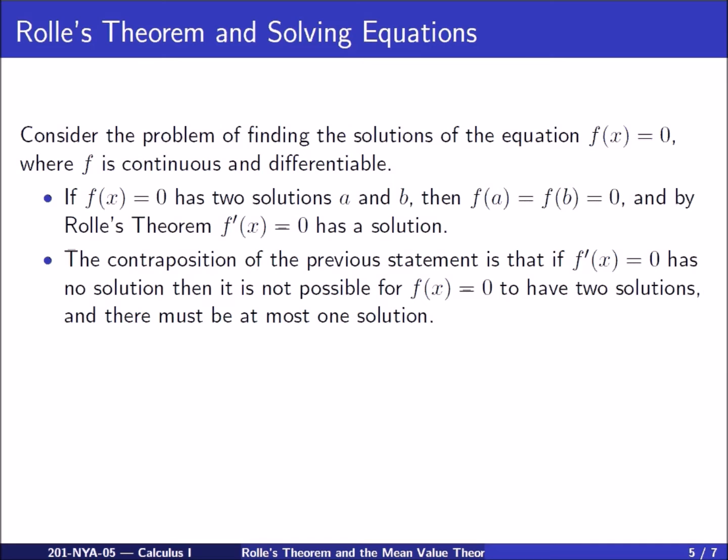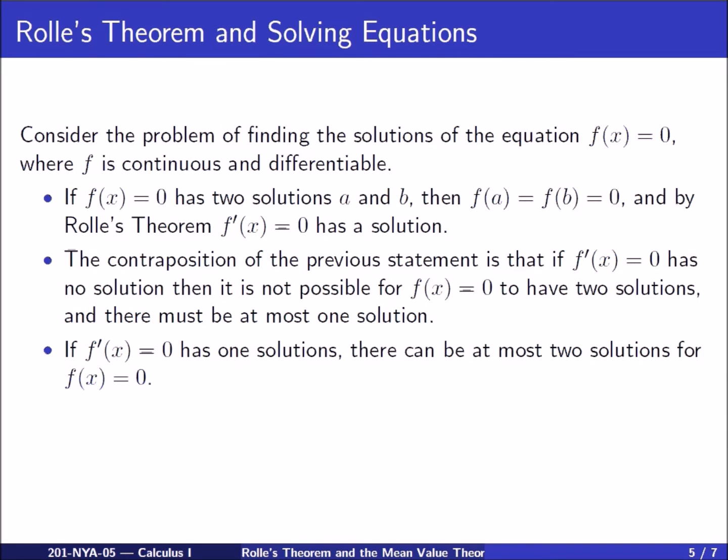The contrapositive of the previous statement is that if f'(x) equals 0 has no solution, then it's not possible for f(x) equals 0 to have 2 solutions a, b. By that we mean 2 distinct solutions, and there must be at most one solution. So the idea is that whenever we have 2 roots of f, then we'll always have in between a root of f'.